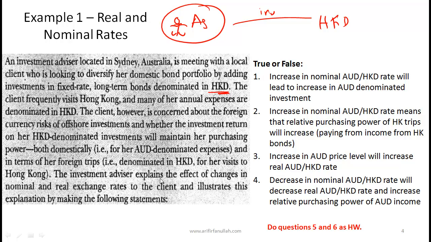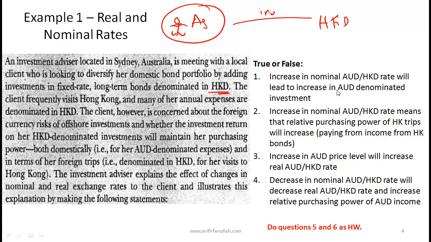The investment advisor explains the effect of changes in nominal and real exchange rates to the client and illustrates this explanation by making the following statements. Based on what you just learned, we need to figure out whether these statements are true or false. These are classic CFA type questions. Increase in nominal Australian dollar divided by Hong Kong dollar rate will lead to increase in Australian denominated investments.